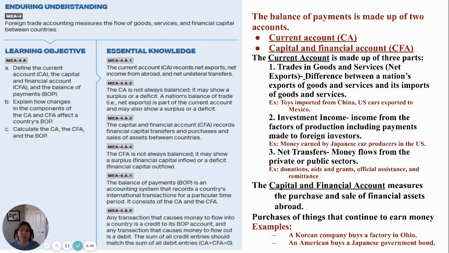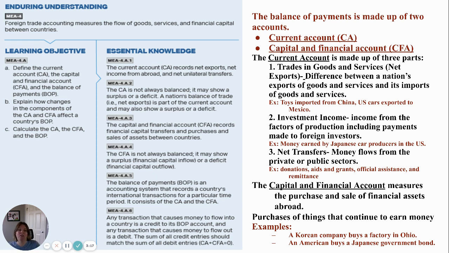It's trades in goods and services, so net exports, the difference between our exports and imports in goods and services. An example would be toys imported from China, or if we exported cars to Mexico. Investment income, so income from the factors of production, including payments made to foreign investors, so money earned by Japanese car producers in the US.